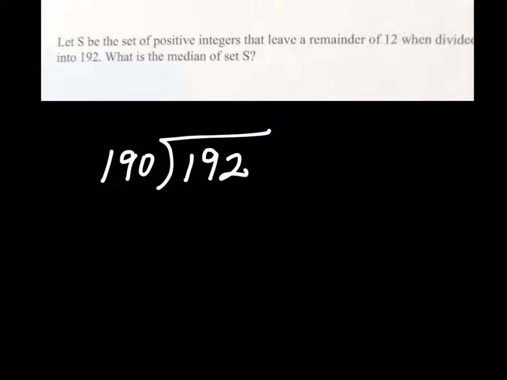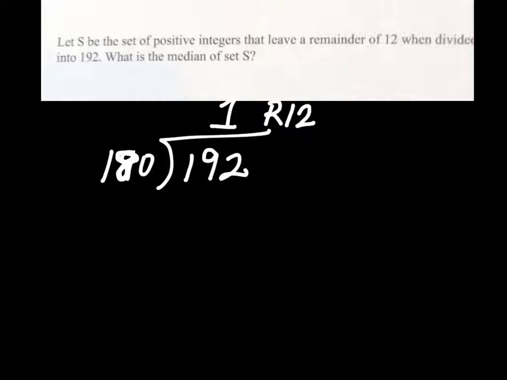So you probably think about remainders like this. You've got some dividend, for example, 180 goes into 192 one time with remainder 12. That's pretty much how it works.